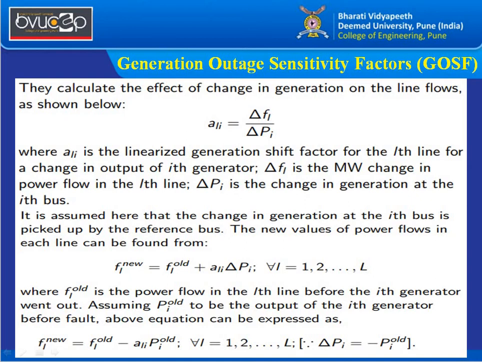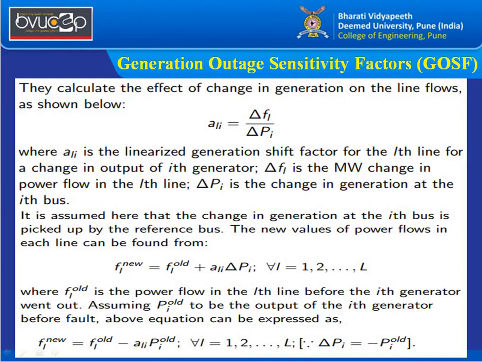Delta FL is the megawatt change, that is, the active power change in the power flow of the Lth line. Delta PI is the change in generation at the ith bus. Here we are assuming the change in generation at the ith bus is picked up by the reference bus, so we consider the slack bus as the reference. The new values of power flow can be calculated from the old value, using this factor ALI and delta PI.